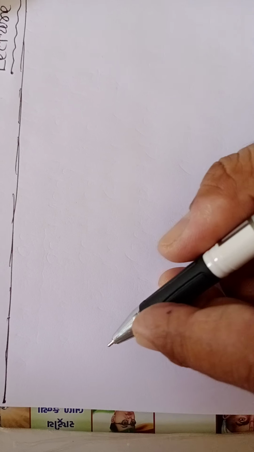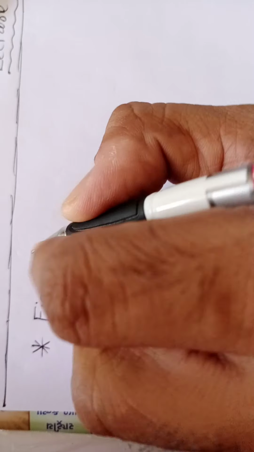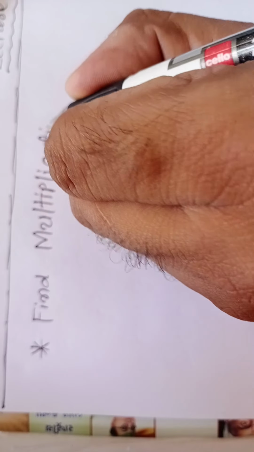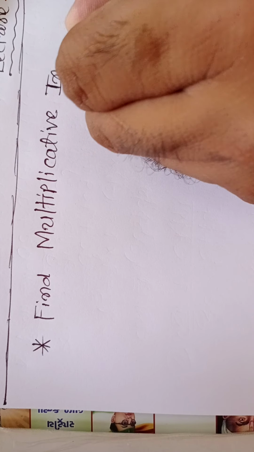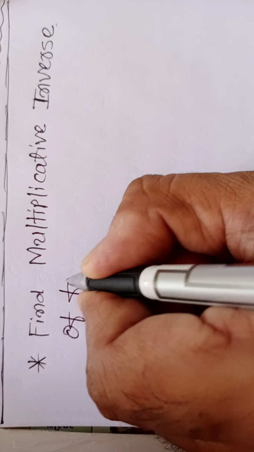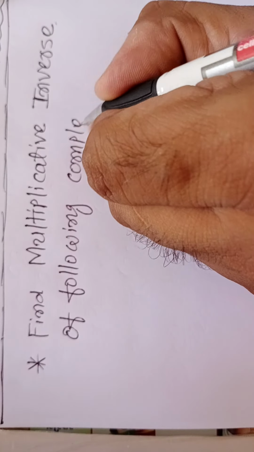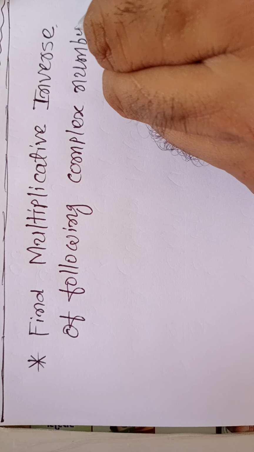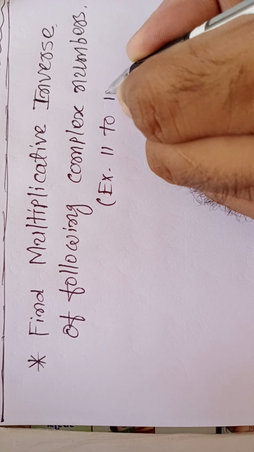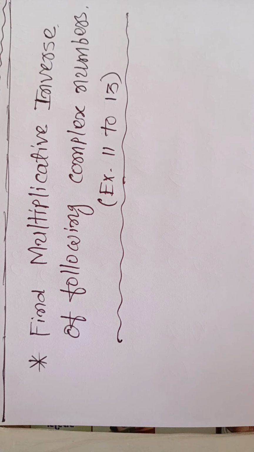So first of all, I write the instruction. Instruction is this: find the multiplicative inverse. Multiplicative inverse means reciprocal actually. Multiplicative inverse of the following complex numbers. Examples 11 to 13 are there, where we are trying to find the multiplicative inverse. So let us start with question number 11.